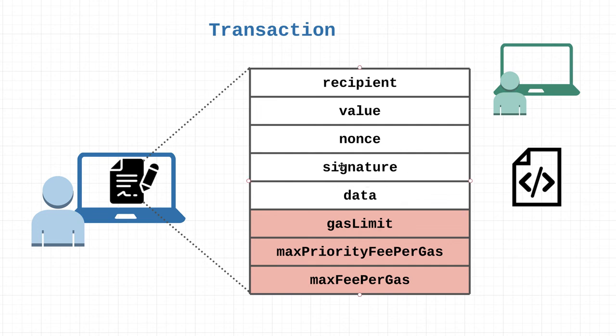Now, the signature field right here, this is the digital signature that was generated from the private key that we talked about, I believe it was in the last video. And what this basically does is it allows the account owner to authorize the transaction. Now this data field right here, this is actually a pretty interesting one.